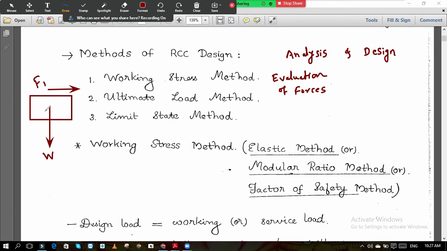Once you find the values, suppose you do the analysis and calculate that F1 is 5 kilonewton and W is 10 kilonewton. Then by taking those values, you will calculate the dimension of the box. What is the optimum suitable dimension for that box or structure? Basically, we calculate the dimension of the structure as well as check the permissible stresses, whatever dimensions we are providing for a certain structure.